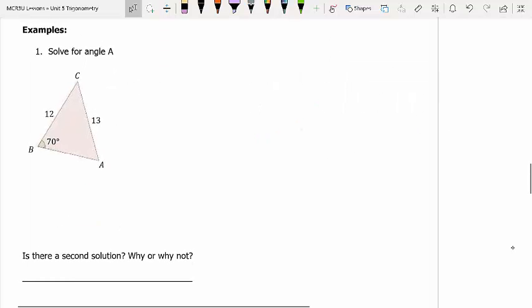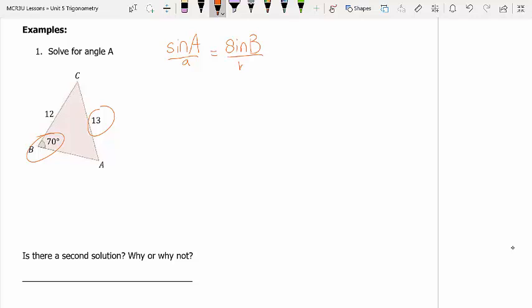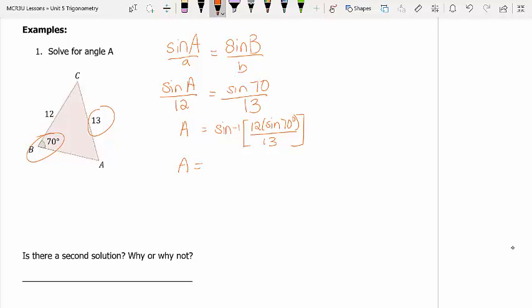All right, let's do one quick example. So solve for angle A. Okay, so because we have a set of a corresponding angle and side, I'm going to use sine law to solve for this. And because I'm using sine law, in the back of my mind, I know I'm going to have to consider the possibility of an ambiguous case. So we're going to get a value of 60.16 degrees.